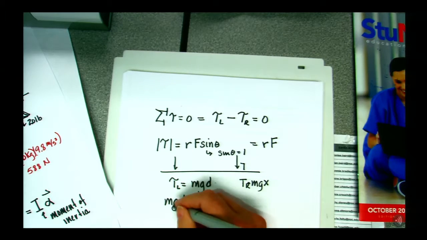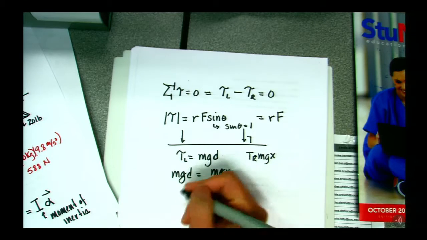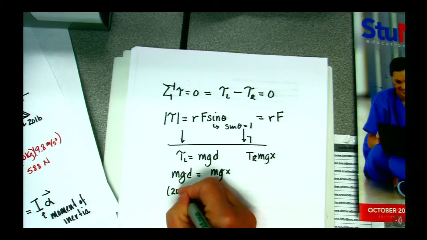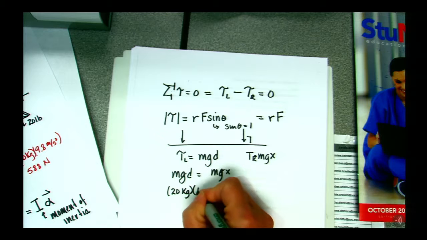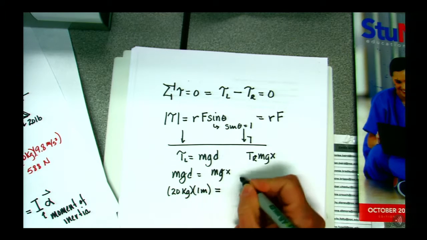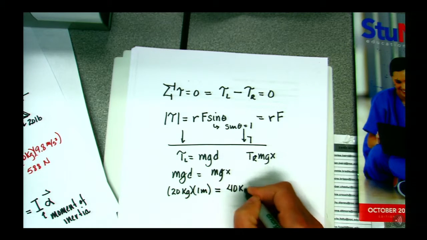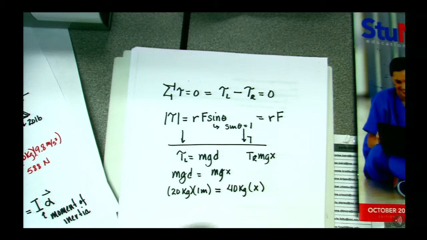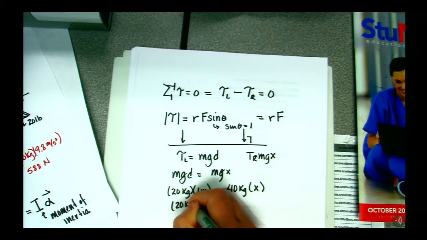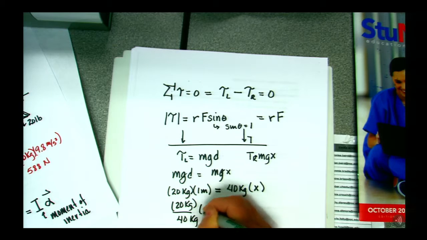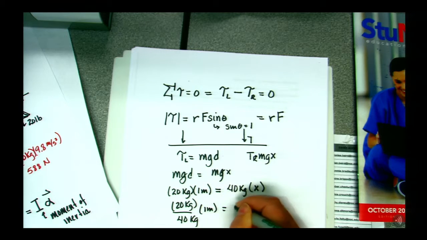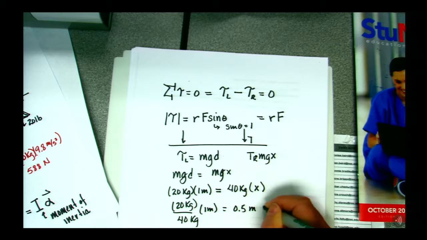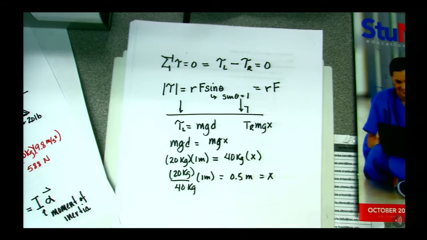What's good news is the g's cancel, so I don't necessarily have to plug those in and figure those out. And I've got 20 kilograms over here times 1 meter, which is going to equal 40 kilograms times the distance I don't know. And my 20 kilograms times my 1 meter divided by my 40 kilograms is going to equal 0.5 meters, which is equal to x. Which we kind of knew already.